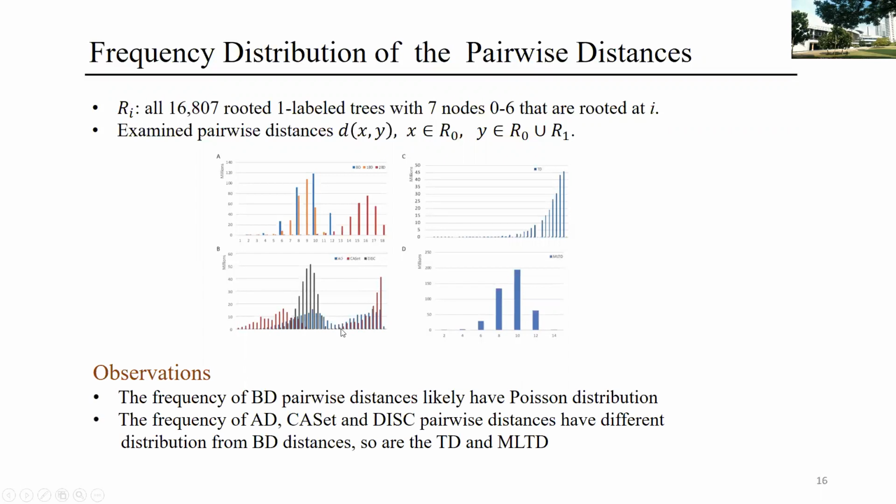We have 2 observations. The first, the frequency of a bulk distance pairwise distance likely has a Poisson distribution. Second, the frequency of AD, CASET, and DISC pairwise distances have a different distribution from bulk distances. This is also true for TD and MLTD.